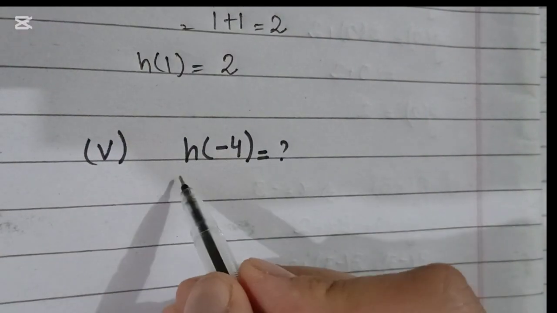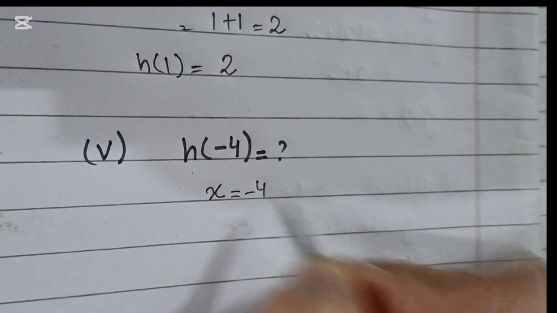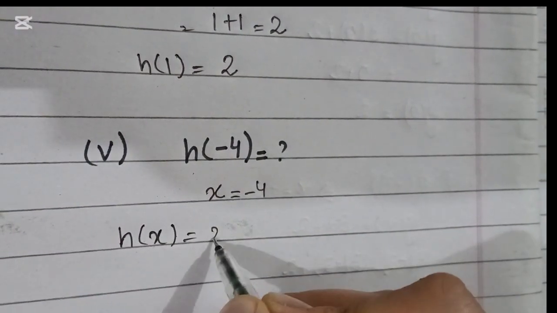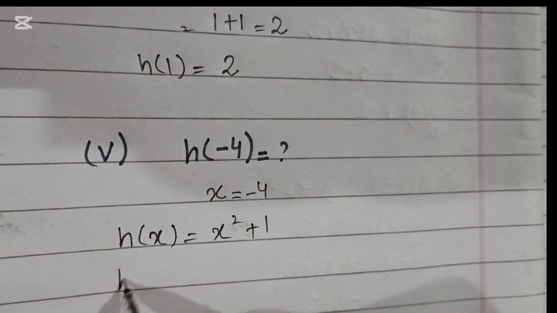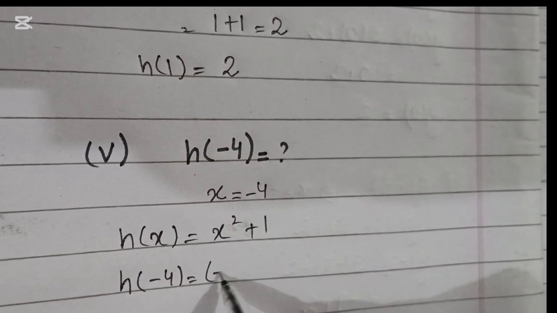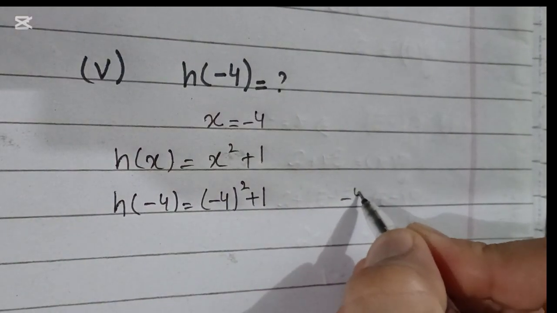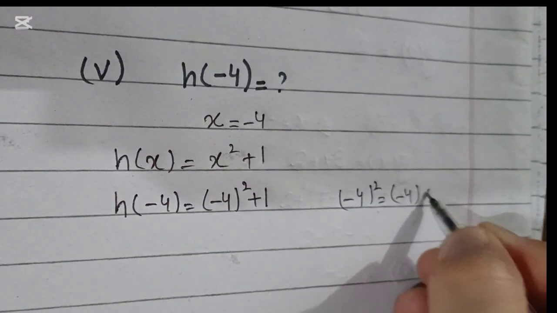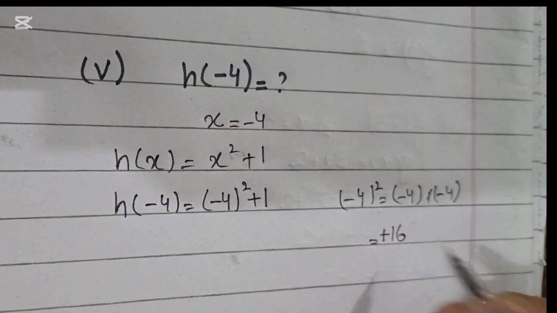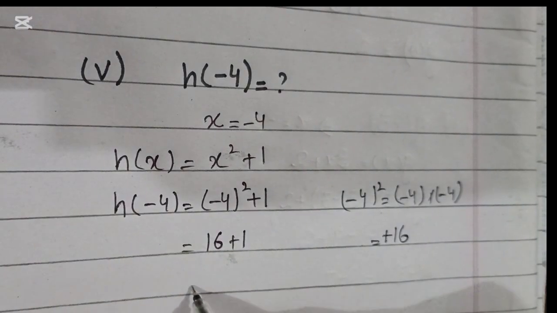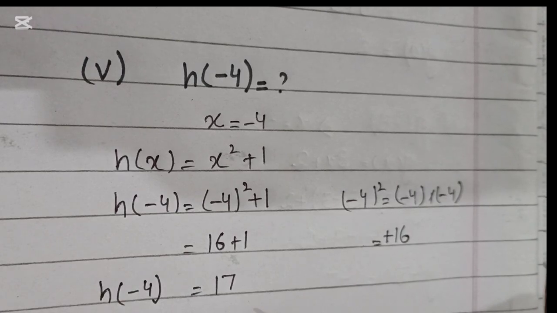Now in the fifth part we have to calculate h(minus 4). It means that we are going to substitute the value x = minus 4 into this function h(x) = x² + 1. Rather than x, we are going to substitute the value minus 4 inside the bracket. h(minus 4) is (minus 4) square plus 1. Now we calculate the minus 4 square value. Minus 4 square means minus 4 multiply minus 4. Minus multiply minus becomes positive and 4 multiply 4 becomes 16. So we get 16 plus 1 which is equal to 17. Our required answer of h(minus 4) is equal to 17.